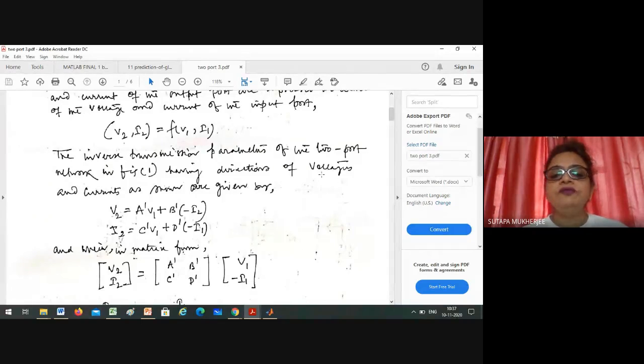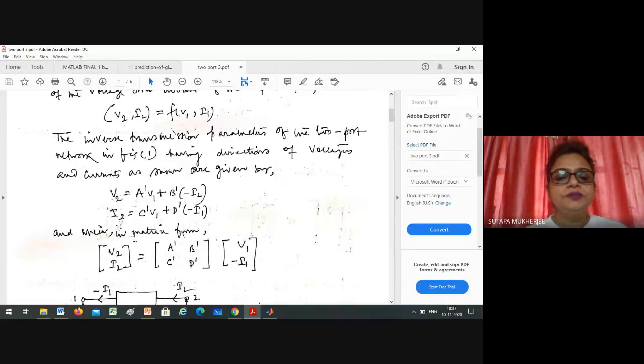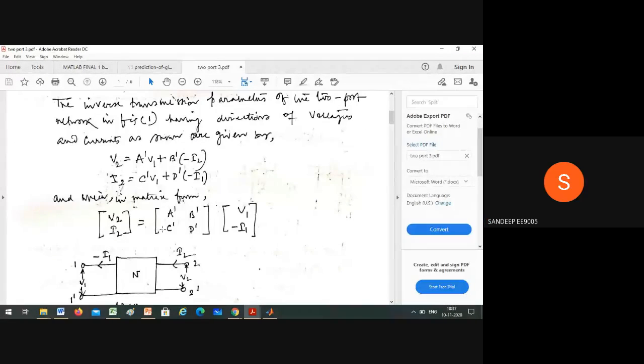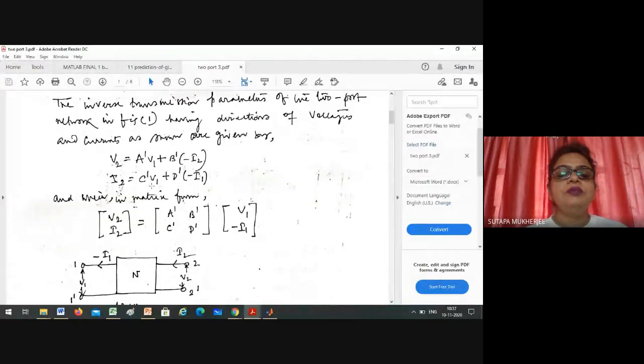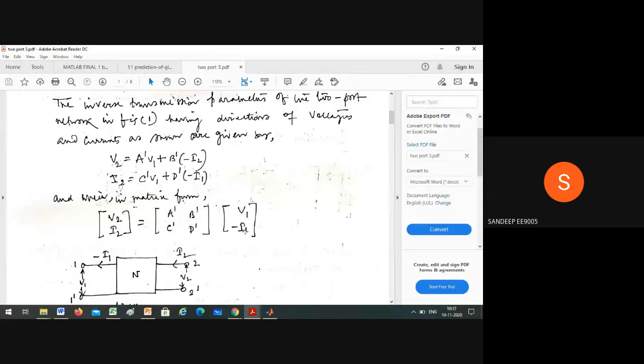With the directions of voltages and currents shown, V2 is equal to A dash V1, right? Because V2 and I2 are functions of V1, I1. So V2 is equal to some constant into V1 plus some constant into minus I1. Similarly, I2 equals C dash V1 plus D dash into minus I1. So in matrix form, the equations can be written in this form: V2, I2 equals the matrix A dash, B dash, C dash, D dash times V1, minus I1.